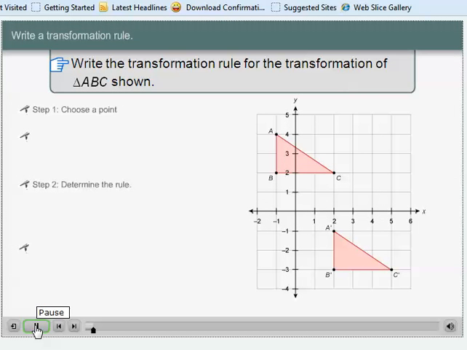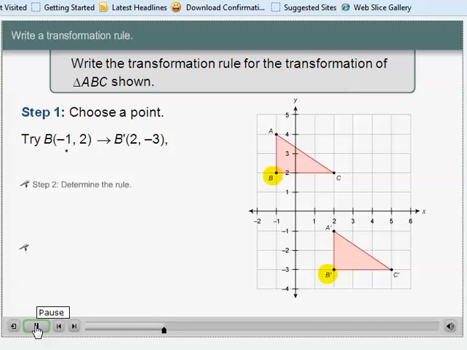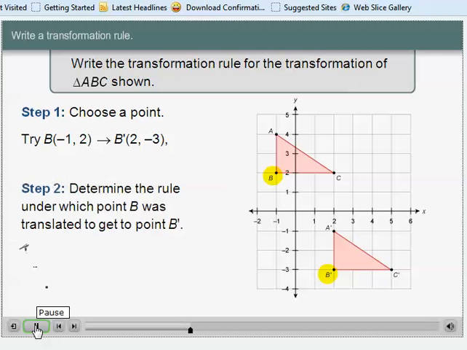This is Mrs. Simmons, and we will write the transformation rule for the transformation of triangle ABC shown. Let's begin by choosing a point. We could select A, B, or C, but let's go ahead and start with B and its image B'. The coordinates for point B are -1, 2, and for B' are 2, -3. Next, we will determine the rule under which point B was translated to get to point B'.